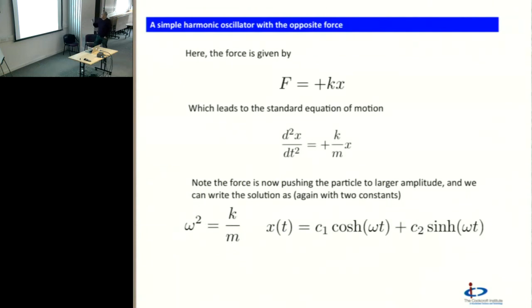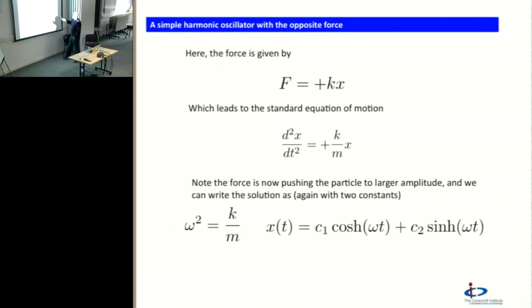As an aside, imagine if the force was not given by Hooke's law, minus kx, but given by the opposite sign. So the restoring force was no longer a restoring force. The force is now given by some constant times x from the distance equilibrium. So as x gets really big, d squared x by dt squared also gets really big. It accelerates to even larger x, so you get diverging solutions.